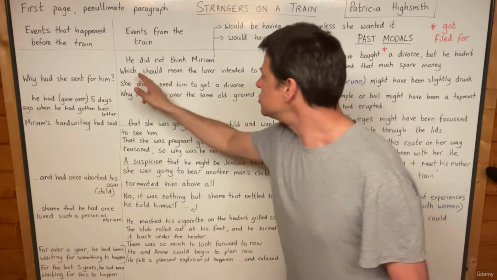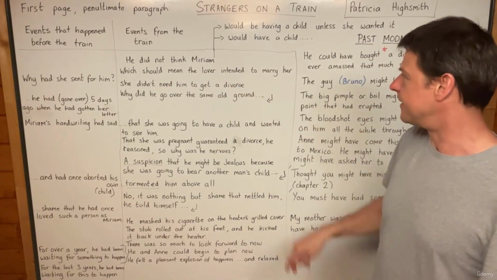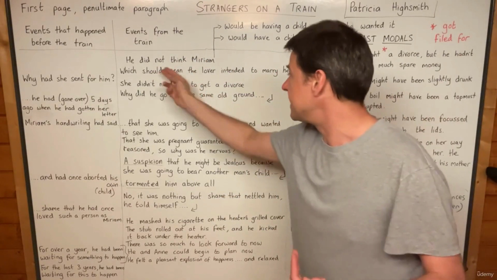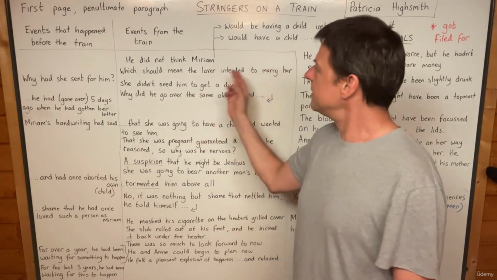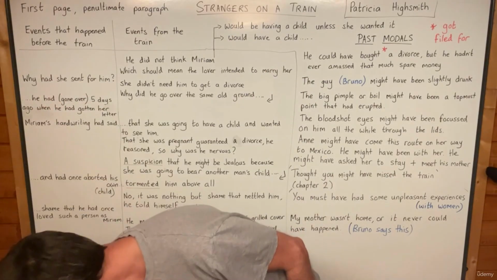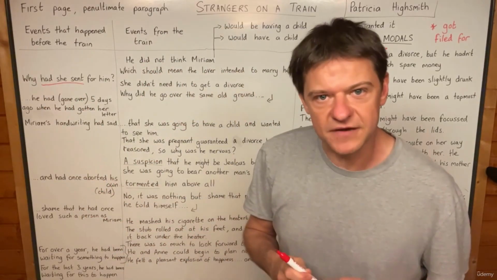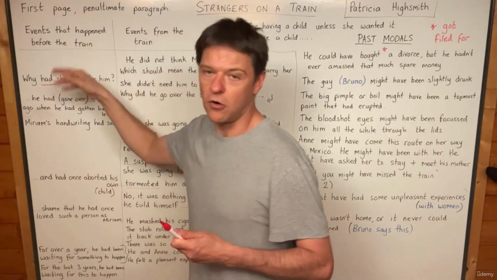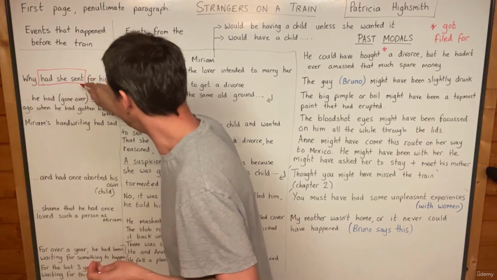Okay, "which should mean the lover intended to marry her." And he intended while they were on the train. "He guessed anyway that the lover intended to marry her." Okay, and then he asks, "Why had she sent for him?" And we use this "had she sent," past perfect, because she sent for him earlier than the train. She sent for him before he got on the train. And so that's why we suddenly go back to past perfect.